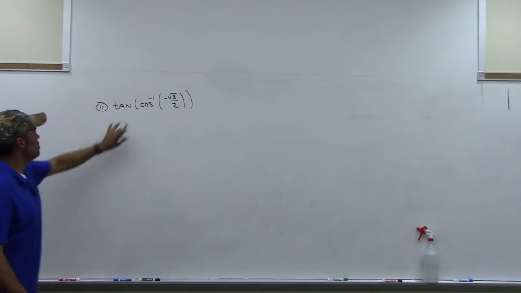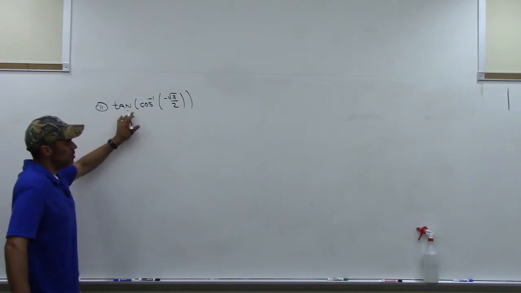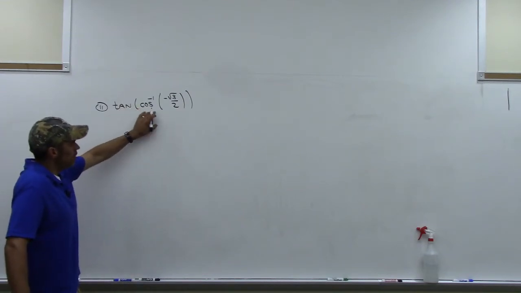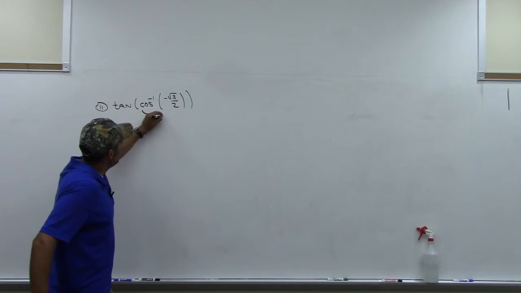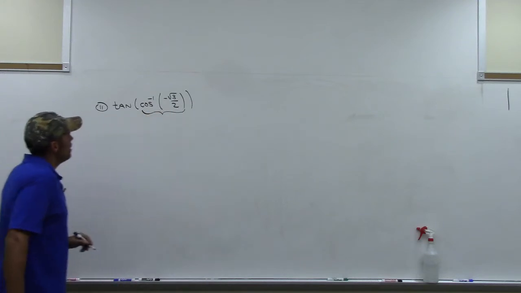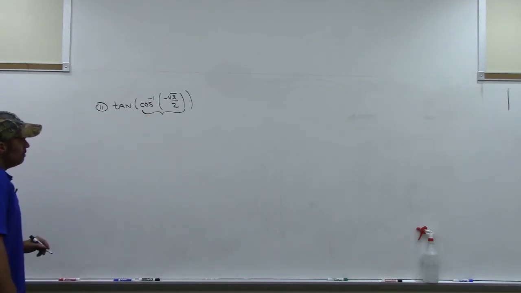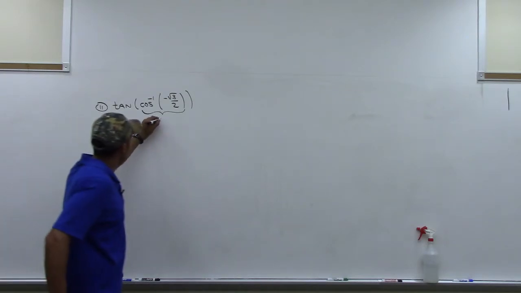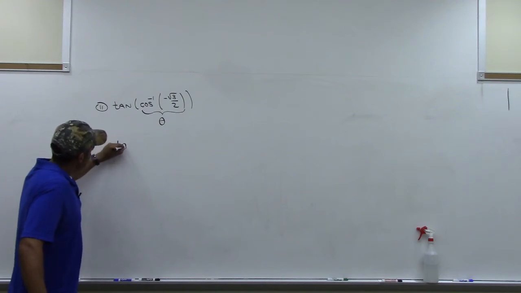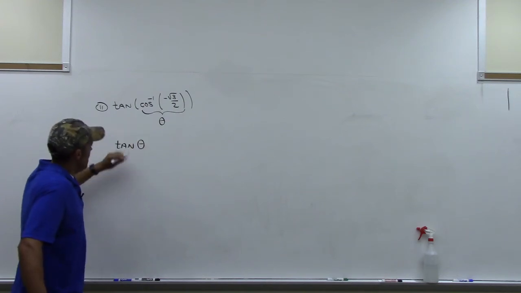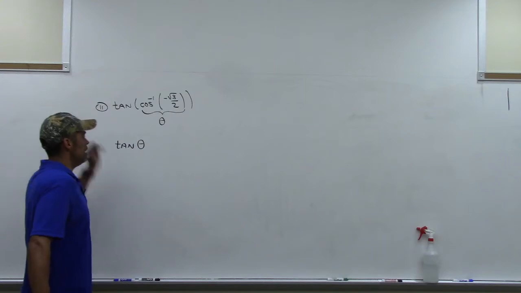Okay, so these are not the same types of functions. In other words, we don't have tangent with arctangent, and we don't have cosine with arccosine. So this is the one where you look at what's in here and ask yourself, what is this? Well, that should return an angle, right? The inverse cosine should spit back an angle. So I'm going to call that angle theta. And therefore this is really just tangent theta. I need to know what tangent theta is.